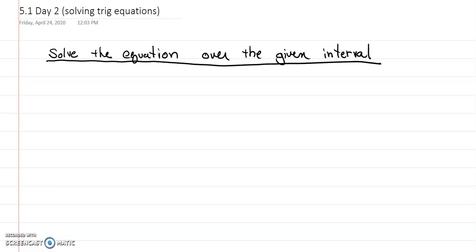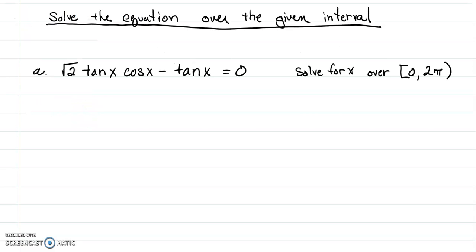We're going to solve each equation over a given interval. And so my first example is going to be this. So you can see we definitely have an equation. We have the square root of 2 tangent x cosine x minus tangent x equals 0. So each side has an expression that's set equal to each other. We're going to solve for x over this interval. Pay attention to the interval. I'm including 0. I am not including 2 pi.